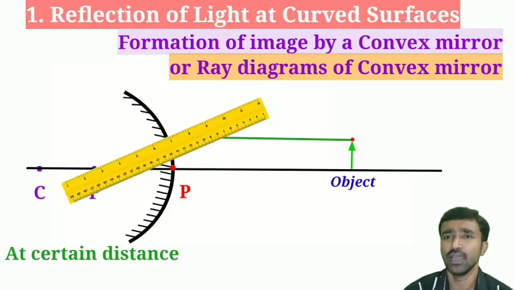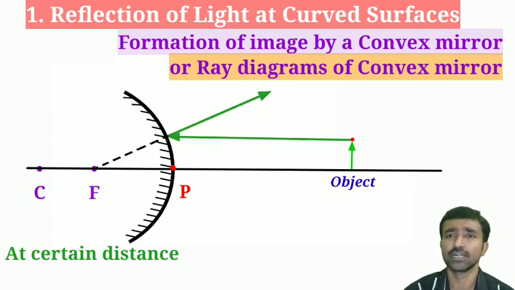So join that point of incidence and the focus with your scale. Then behind the mirror, draw the dotted lines, and after the mirror, that means outside of the mirror, that line will be extended with a straight line, representing the reflected light ray here.